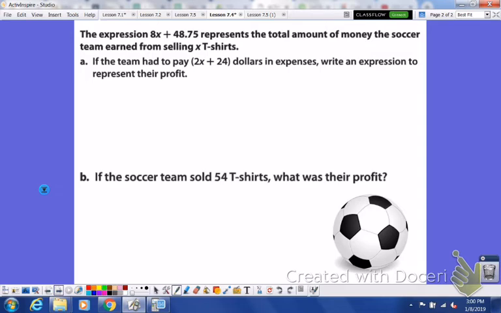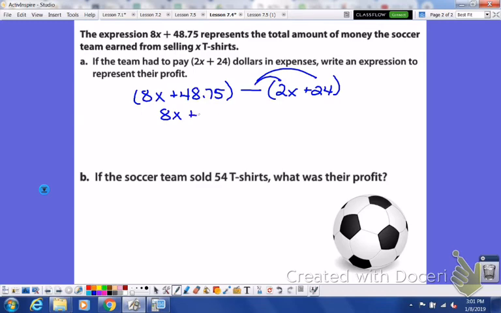Okay? So they're bringing in 8x plus 48.75. That's the money that they bring in. But then they have to pay 2x plus 24. Well, if I'm paying that, that means I'm losing that money, so we're subtracting. So distribute. 8x plus 48.75 minus 2x minus 24.